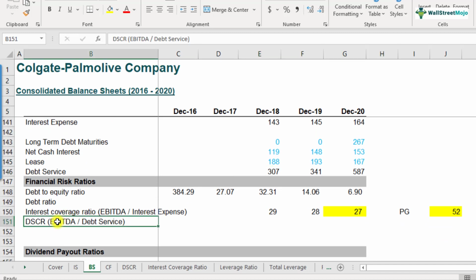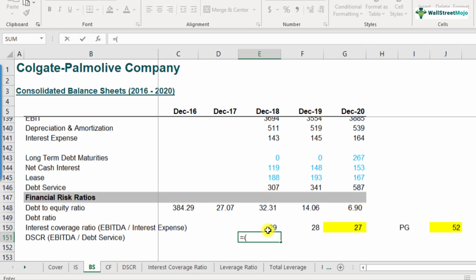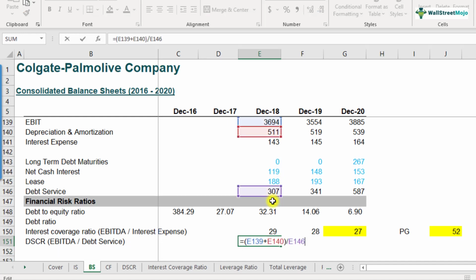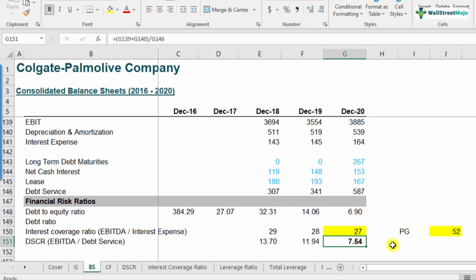So let's now calculate DSCR. It should be fairly straightforward now, given we have all the numbers. EBIT plus your depreciation and amortization is EBITDA, divided by your debt service. It comes out to be 13.70 for 2018. Let's copy this for the remaining years as well. So we get 11.94 and 7.54. From the point of view of debt service coverage ratio, Colgate is very well placed.